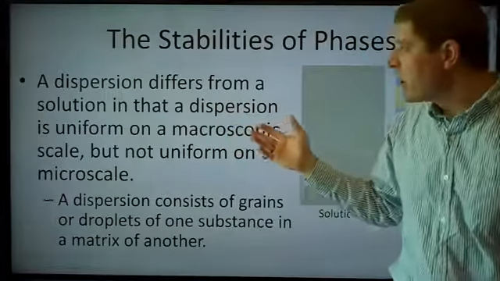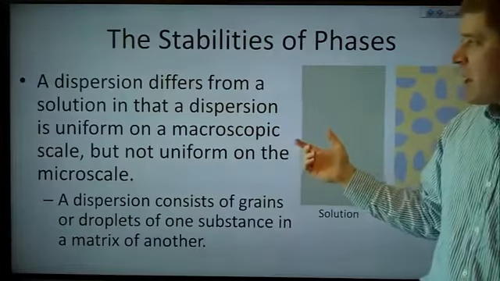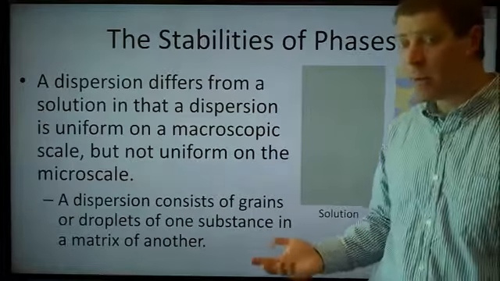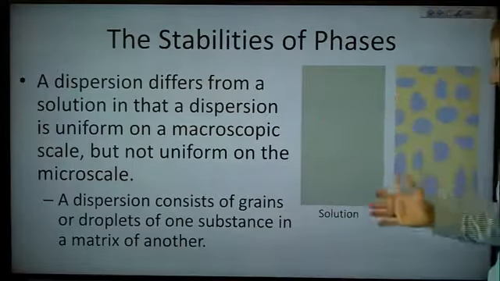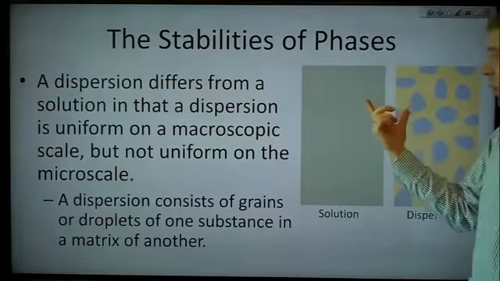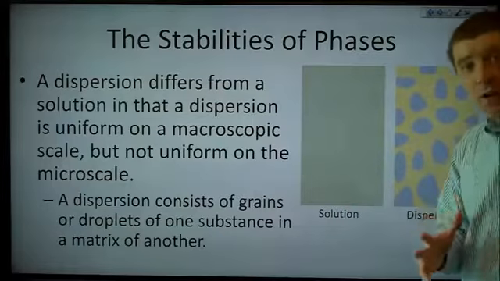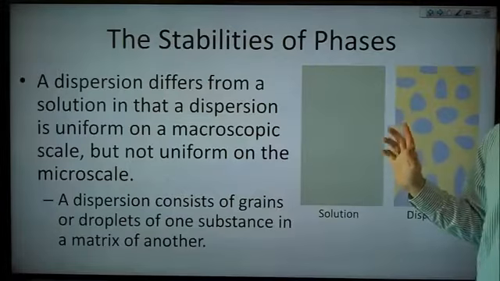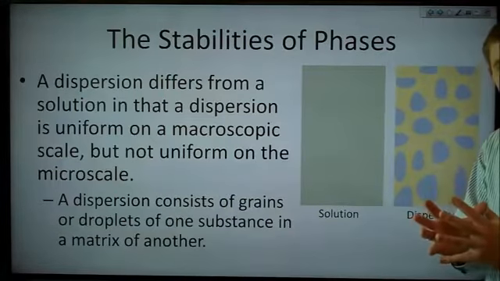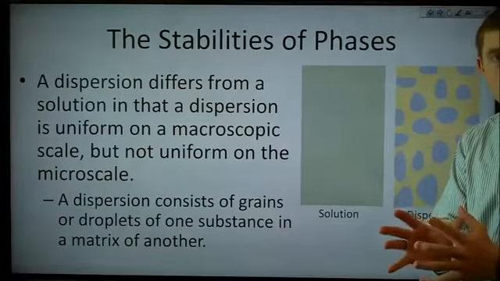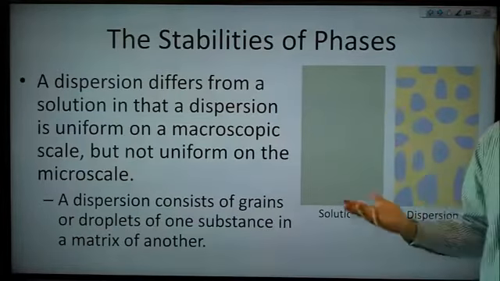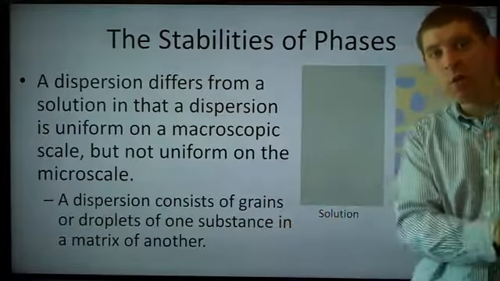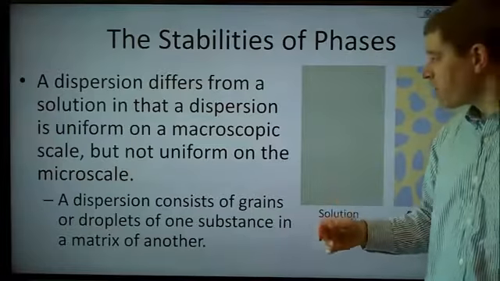So a dispersion differs from a solution in that a dispersion is uniform on a macroscopic scale, but not uniform on the micro scale. So here we have an example of a solution. If we look at any one place in the solution, whether on the macro scale or the micro scale, it looks the same. Now that's not to say that all the molecules in there are the same, but if we take a small sampling, if we zoom in on the molecular level, let's say, of sodium chloride in water, one portion of the solution looks exactly the same as another portion of the solution, provided it's been mixed.